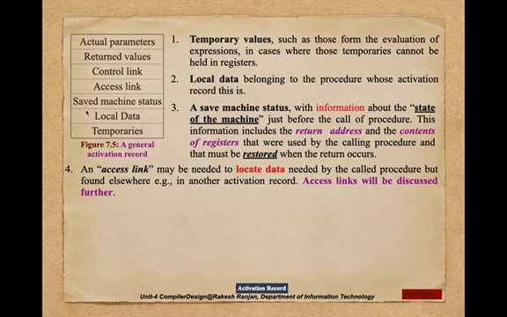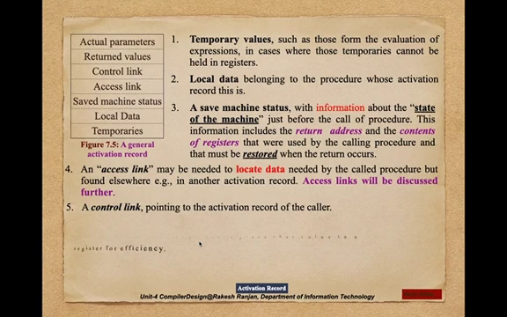Fourth number is the access link. We are talking about the access link. An access link may be needed to locate data needed by the called procedure that is found in another activation record. Access link will be discussed further in the next lecture.